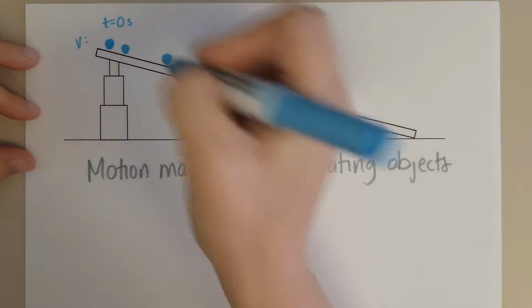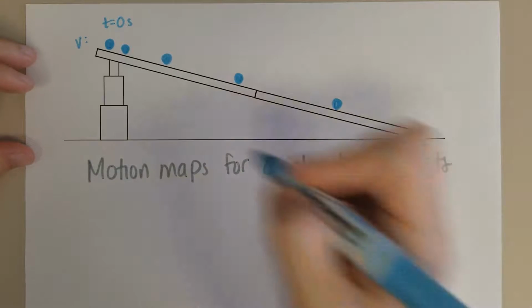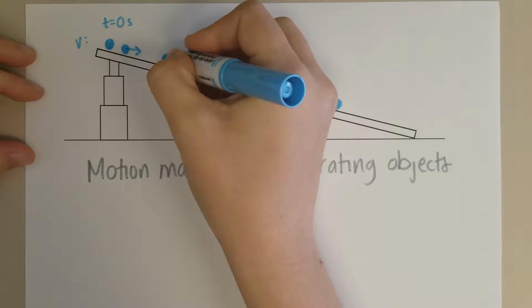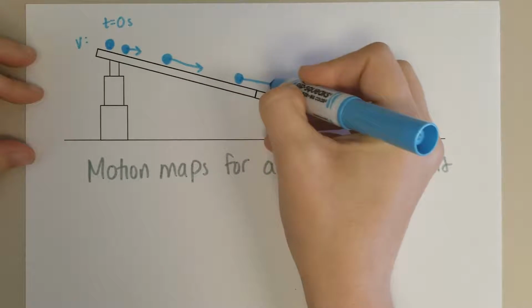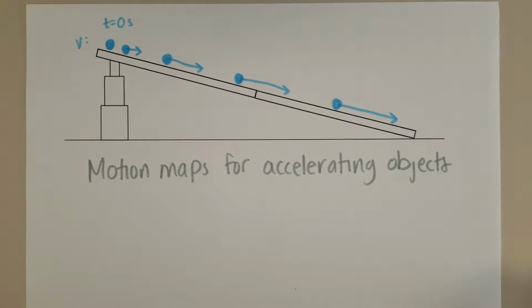Now, same as I did with my motion maps for constant velocity objects, I'm going to draw an arrow roughly half the distance between the consecutive dots, and the arrow should point in the direction that the car was traveling. So in this motion map so far, I've shown the velocity of the car as it goes down the hill. Now, what changes when the car is going downhill is that it's not just going at a steady speed, it's actually accelerating. And so we're going to add a second set of arrows to show the acceleration of this car as it goes down the hill.